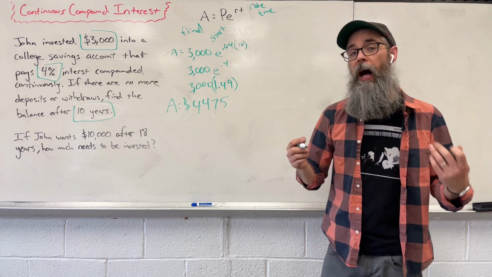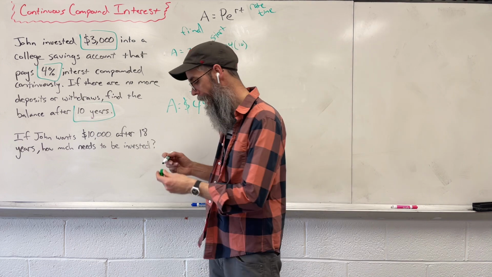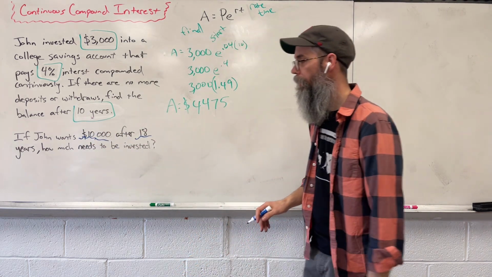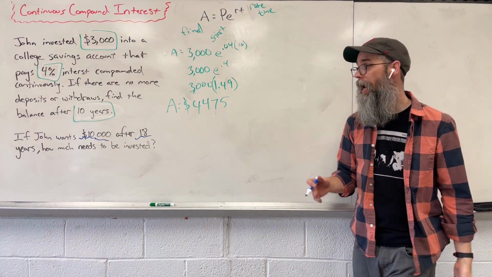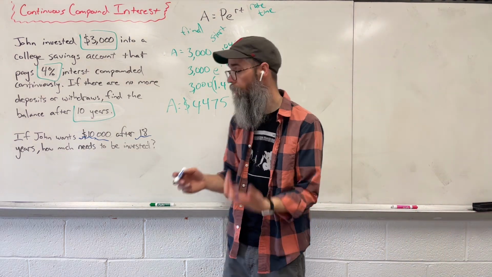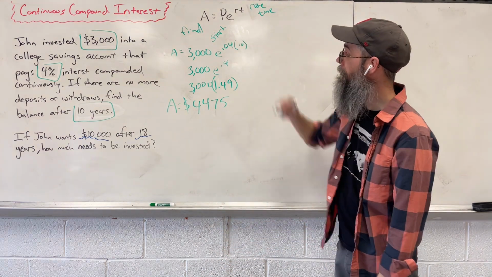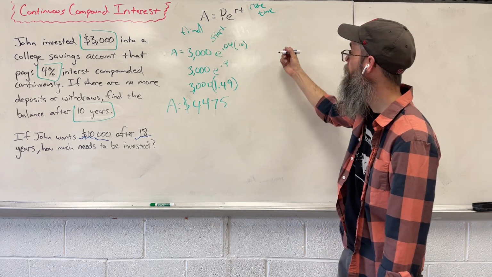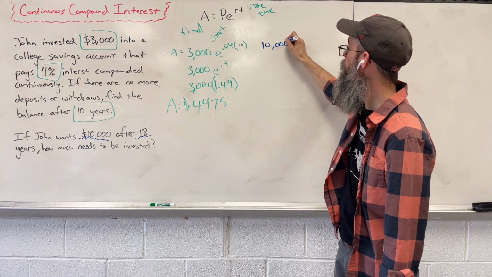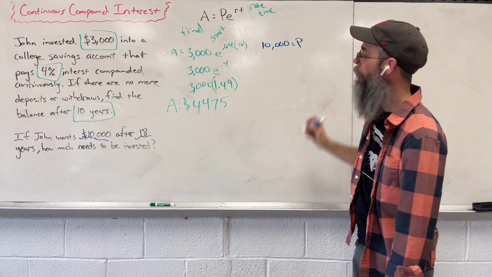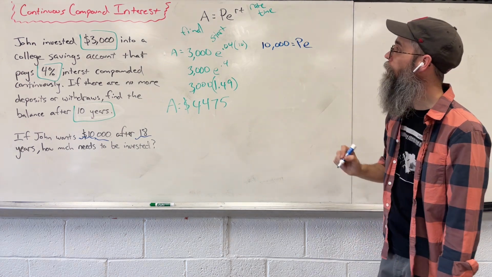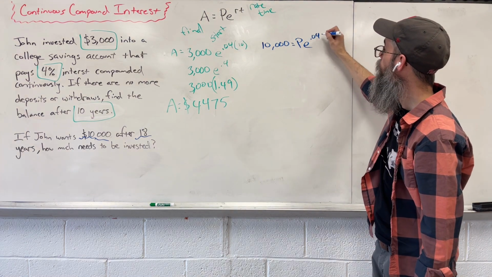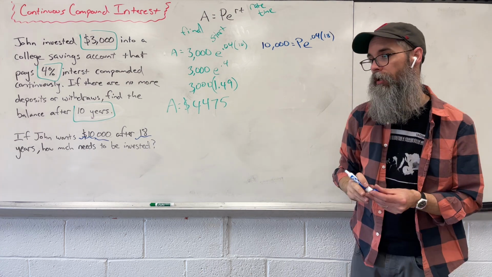Now, what if I know how much I want to end with? I want to end this time with $10,000, and I want to figure this out for after 18 years. How much are we going to start with? Okay, so let's take that same formula. Instead of putting 3,000 in the start, we're putting 10,000 in our final. We don't know what our start is. E is a number. Our rate is still 4%, 0.04, and this time we're talking about 18 years.